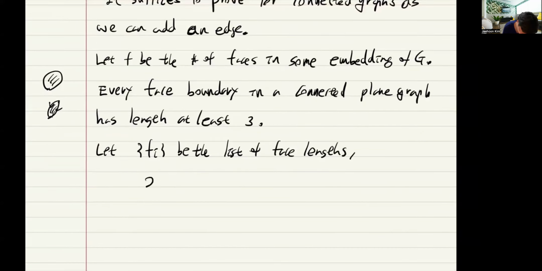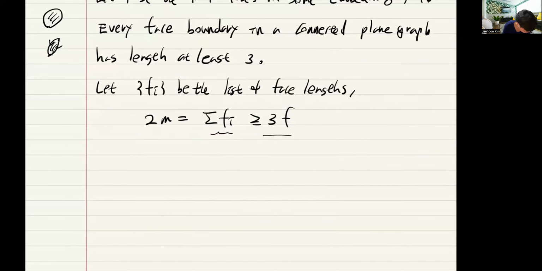And what do we know? From the handshake lemma on its dual, twice the number of edges is the same as the sum of Fi, then this is at least 3F. Because there are F many faces, and those have lengths Fi, then you sum all of them, and there are F numbers, all of them at least 3, so it's at least 3F.